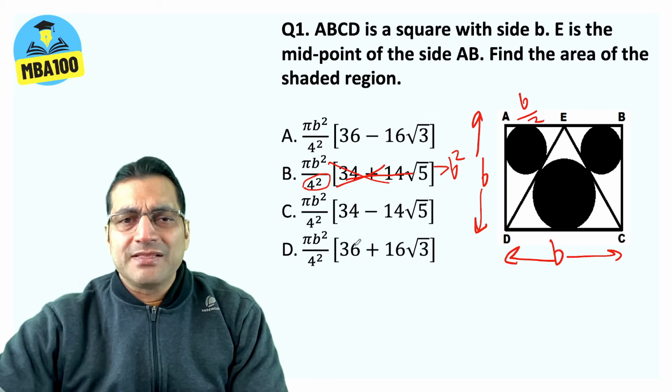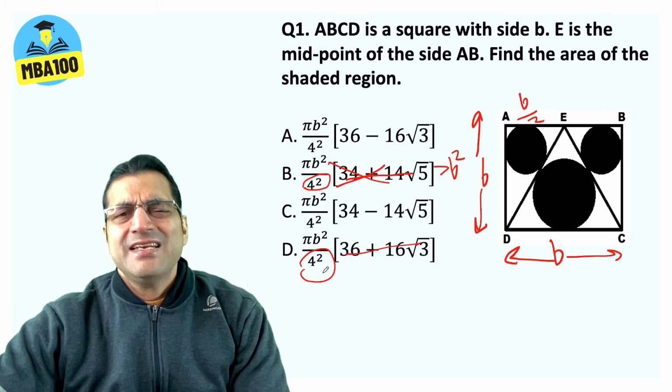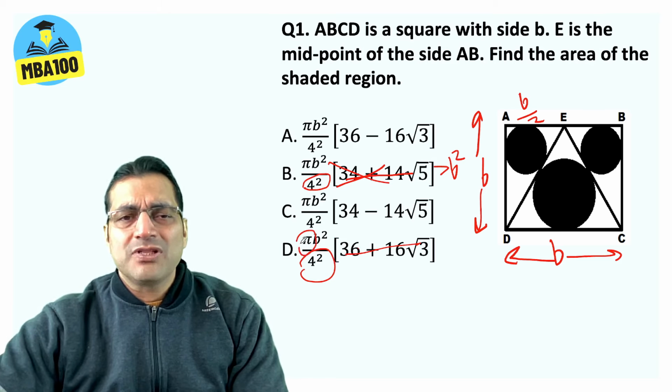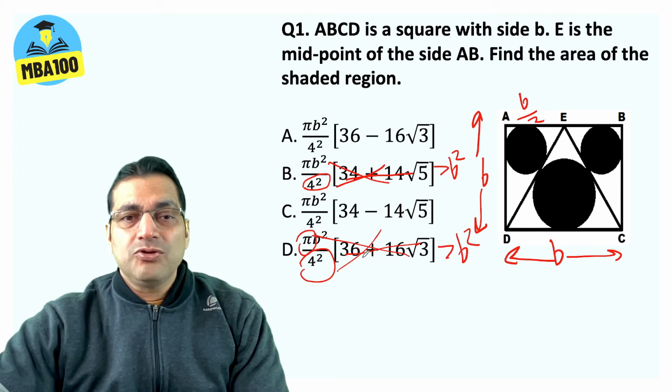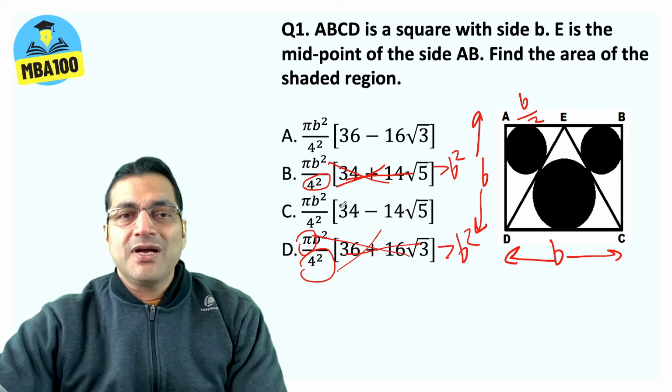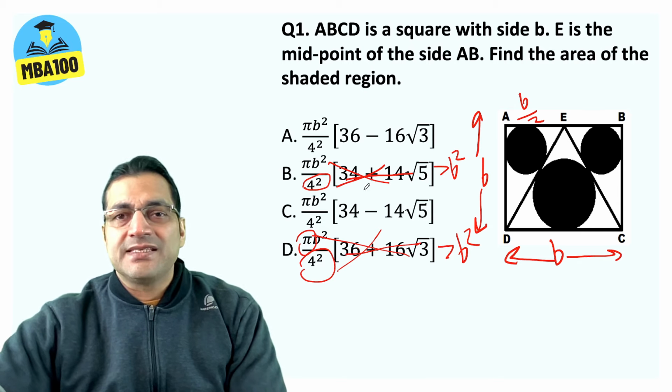Similarly, if you look at this also, 36 plus 16 root 3. 36 plus 16 root 3 divided by 16 is certainly more than 1. Pi is already more than 3. So this overall thing is again greater than B square. So option D cannot be your answer. Option B cannot be your answer. Now we are left with options A and C.